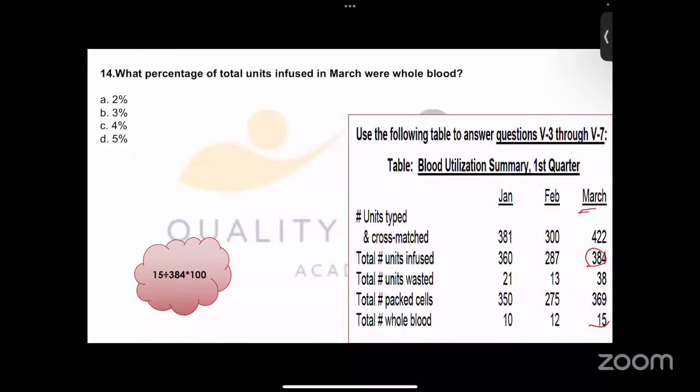And where are we? Okay, 15. So we divide the whole blood units by the total infused units. So we have here 15 divided by 384 times 100%. That gives us, okay, how much? 4%. That gives us letter C is the correct answer.